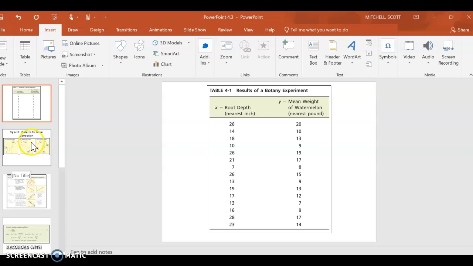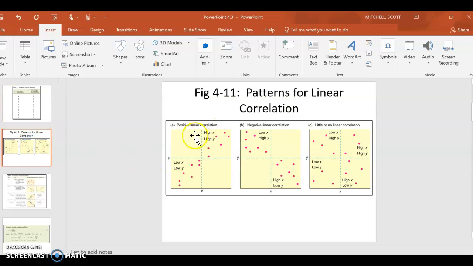Before we get into that, we're trying to decide whether we have a positive correlation, negative correlation, or no correlation. If you were to plot your dots, your points, and you can draw a line with a positive slope, that's a positive correlation. If you plot your data and it looks like you could draw a line that has a negative slope, that's a negative correlation. If you have dots all over the place, there's little or no correlation.